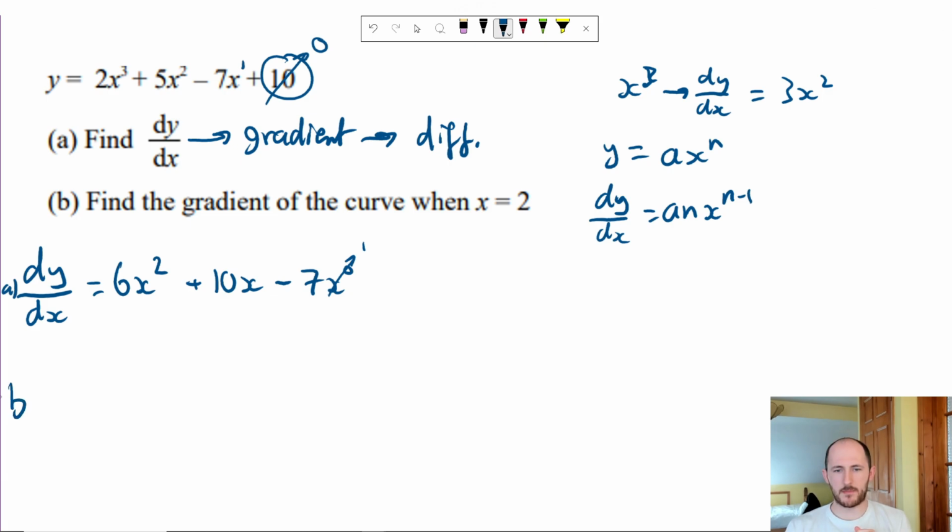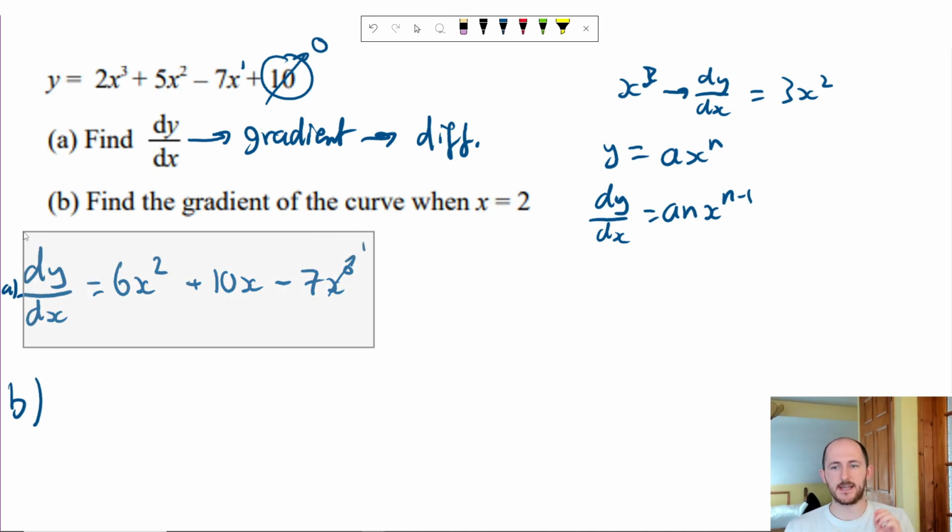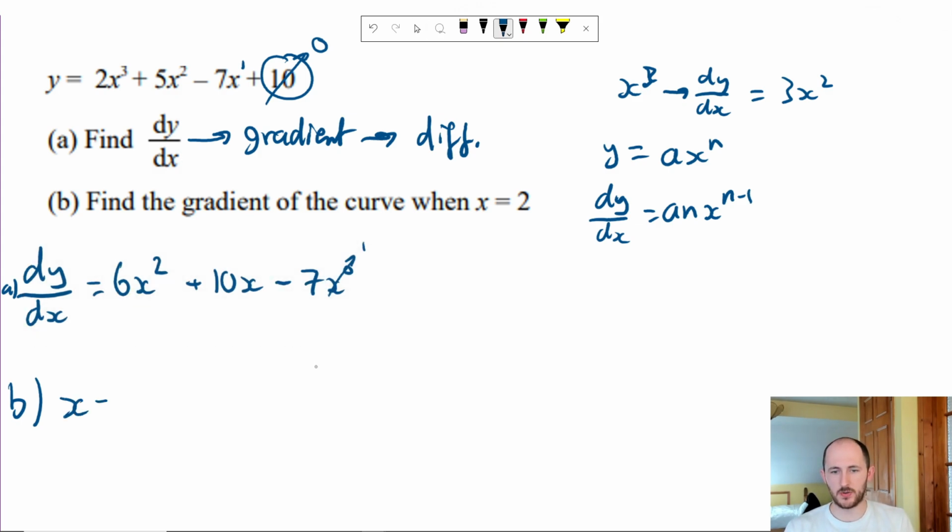Okay, then what about part B? This is where differentiation gets really, really useful. Find the gradient of the curve when x equals 2. This here is an equation for my gradient. If I sub in x equals 2 into the equation for dy by dx, it gives me the gradient of the curve precisely at that x coordinate. How cool is that? You don't need to use tangents. You don't need to use any kind of approximations or estimations. It gives me the exact gradient.